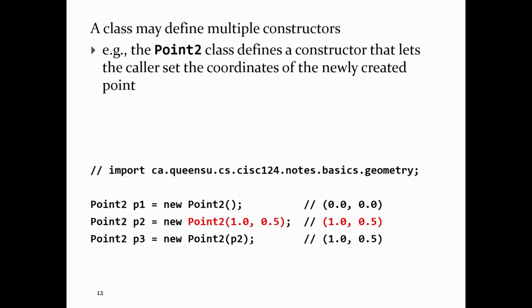And finally, you can have all other sorts of constructors, right? As long as their parameter lists are all different. Right? And so you have another constructor in this class. This one takes in two double values. It sets the coordinates of the point to those two double values, right? The x coordinate gets set to 1, the y coordinate gets set to 0.5.